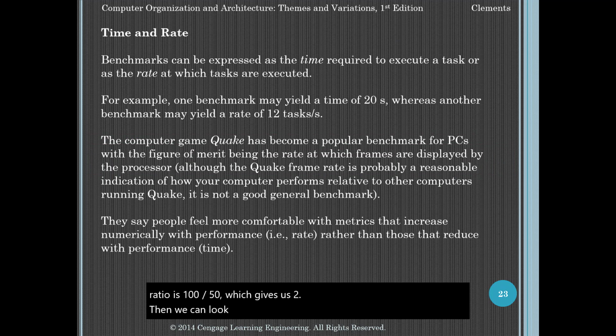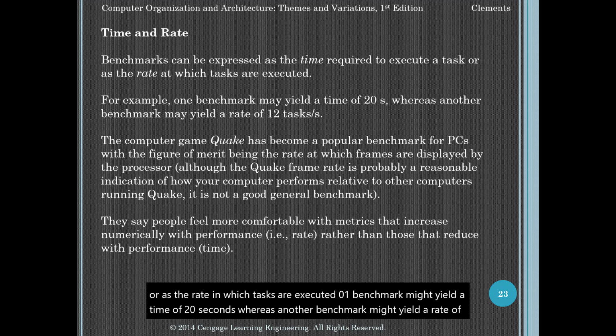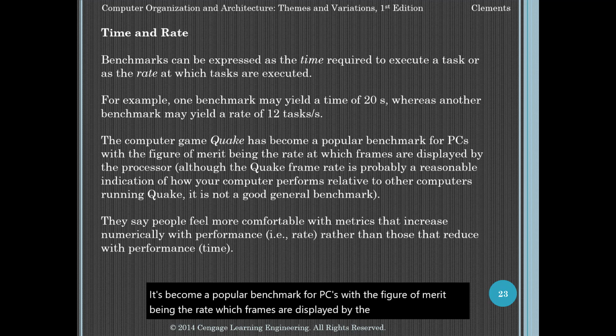Then we can look at time and rate. Benchmarks can be expressed as the time required to execute a task or as the rate at which tasks are executed. So one benchmark might yield a time of 20 seconds, whereas another might yield a rate of 12 tasks per second. Going back to the computer game Quake, which if you've never played it is quite an iconic game, it's become a popular benchmark for PCs, with the figure of merit being the rate at which frames are displayed by the processor. Although the Quake frame rate is probably a reasonable indication of how a computer performs relative to other computers running Quake, it's not a good general benchmark.